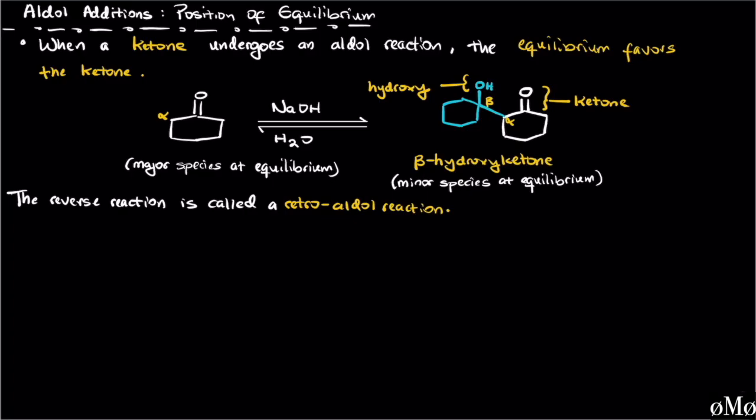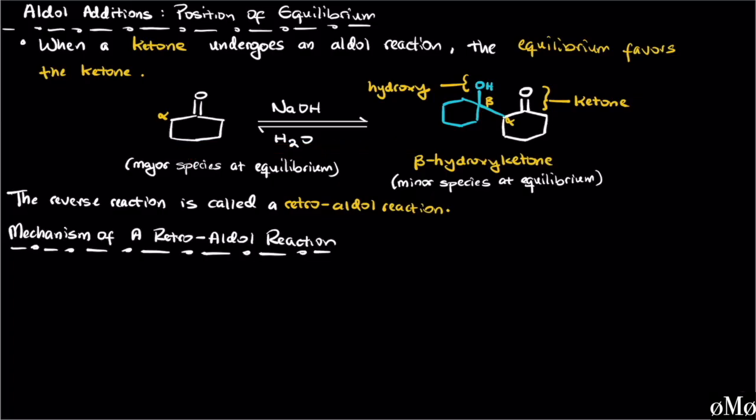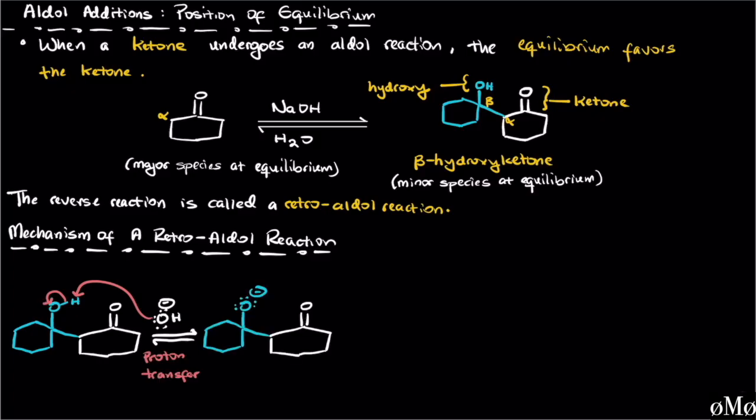The reverse of this is called a retro-Aldol reaction, where your aldol addition product is actually being released to reform your aldehyde or ketone in the flask. So let's take this particular aldol addition product and look at the mechanism for the retro-Aldol reaction. Going back, starting with our beta-hydroxy ketone under basic conditions, you can imagine that your hydroxy group can get deprotonated to form the alkoxide form of this.